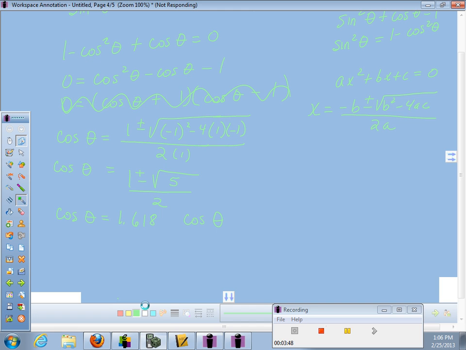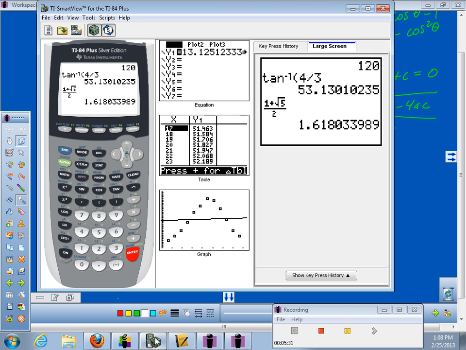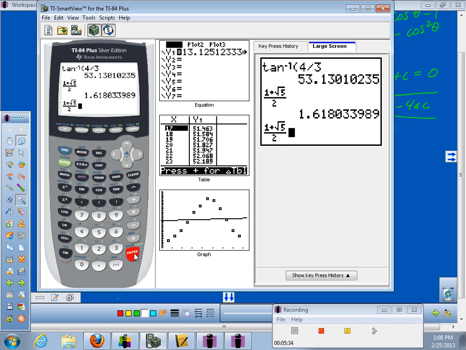Okay, so as we just discovered there, cosine can't equal 1.6. So you're going to pitch that answer out. You're going to go back to the calculator. Go up, and is it going to be negative 1.618? No.